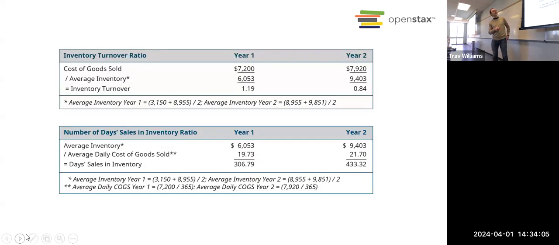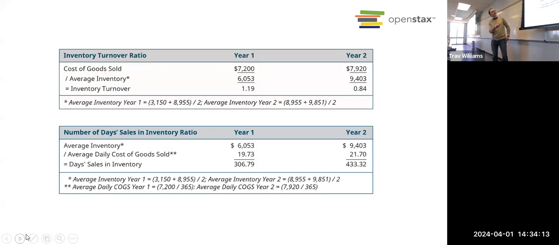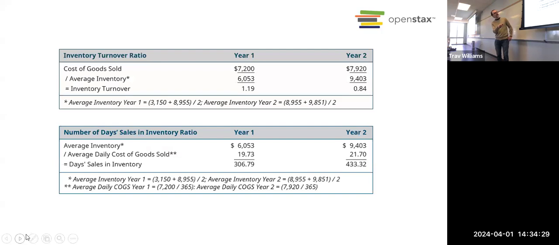Okay, so here it's calculated for us. So cost of goods sold was 7,200. Right, we see that here. Average inventory comes out to 6,053 for year one. Again, that would have been the beginning inventory plus the ending inventory divided by 2. Right there. And we get 1.19. If we do the same thing for the next year, it goes to 0.84. So our inventory turnover ratio has gone down.